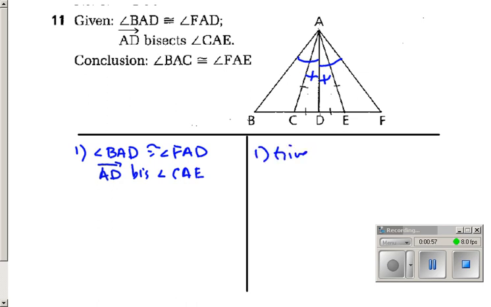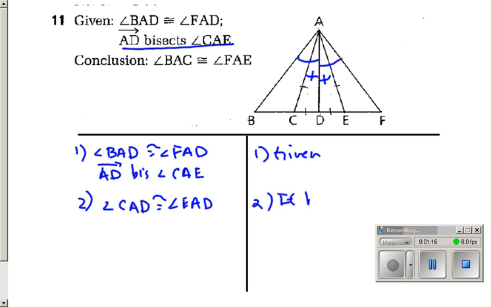As always, the first step is given. The next step, this is actually only going to be 3 steps. The next step is use the bisector. The fact that AD bisects CAE tells me angle CAD is congruent to angle EAD. And the reason would be if bisector, then in this case, 2 congruent angles. Okay? So that's step 2.